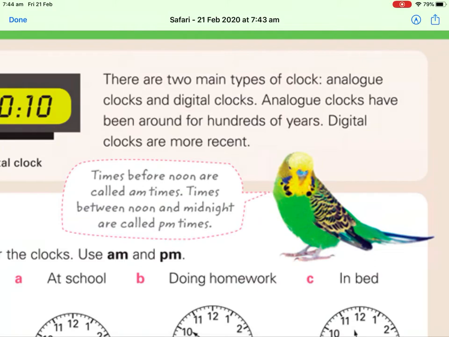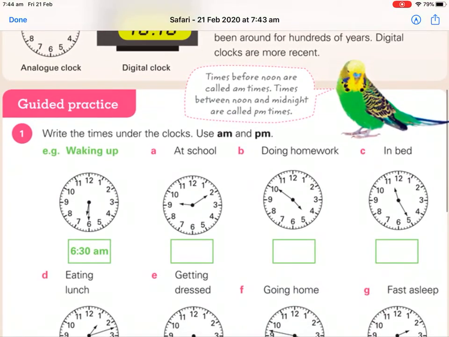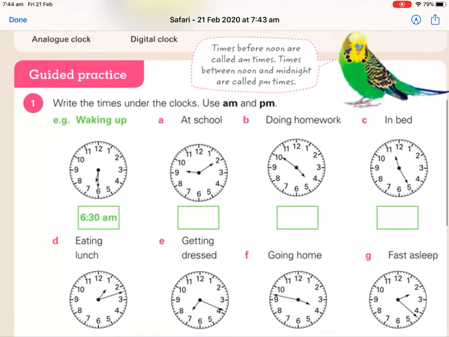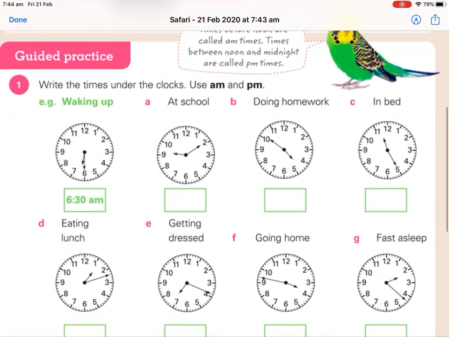Thank you, Mr. Budgie. There are two main types of clock, analogue clocks and digital clocks. Analogue clocks have been around for hundreds of years. Digital clocks are more recent. Write the times under the clocks using AM or PM.